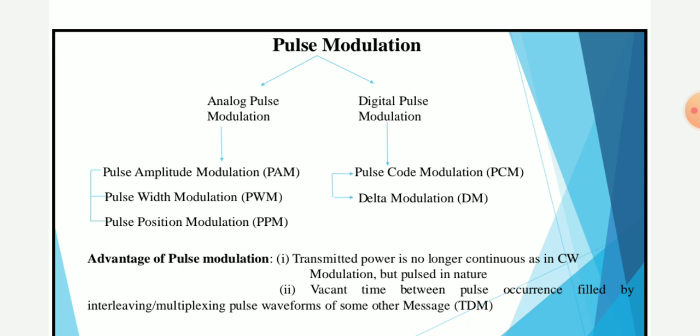The primary advantage of pulse modulation over continuous wave modulation is that transmitting a continuous wave requires more power, so the power requirement is less in pulse modulation schemes. The vacant time between pulses can be used to transmit another signal, implying a time division multiplexing scheme, so the channel can be utilized in an efficient manner. Let us discuss the basic types of analog pulse modulation schemes.